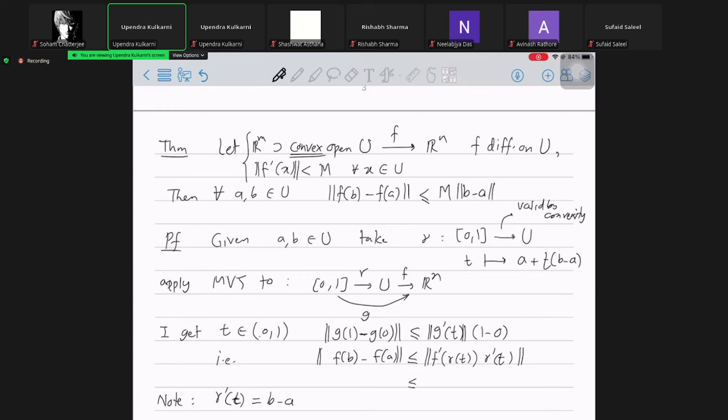So let me just write this down. This is precisely because that is bounded by, and gamma prime of T is B minus A. So this is what I want to write. Okay, so now I understand. But justify this step for me, please. Sir, gamma prime of T is a constant, so we can just take it out of the norm with a mod. Yeah, but you see, it's a constant vector.